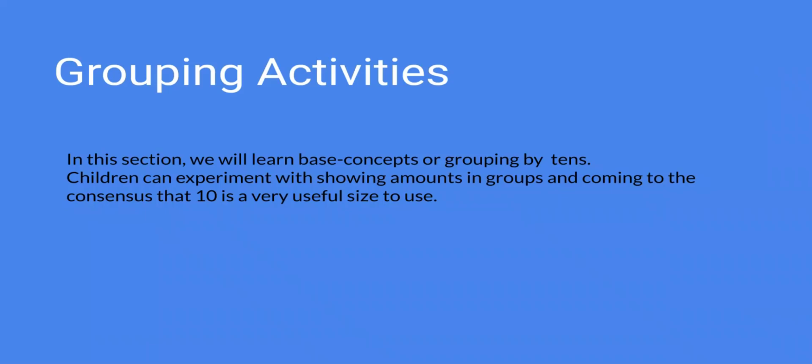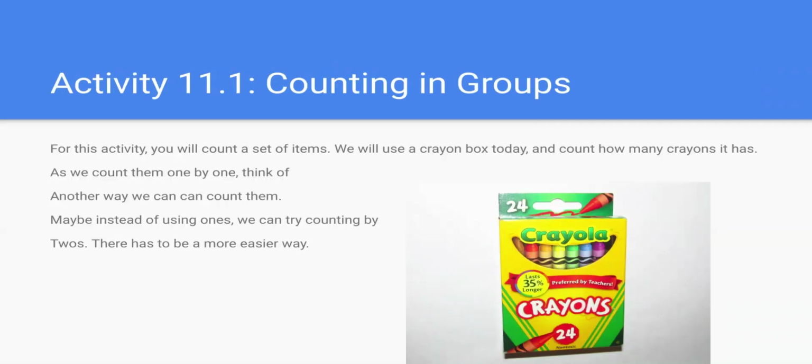A question that is asked is, why is activity 11.1 recommended as a starting point? Activity 11.1 is counting in groups. This can be seen as the starting point for developing base 10 concepts because it shows children the one-to-one correspondence can translate to 10 groups, counting in groups of 10. So for this activity, you will count a set of items.